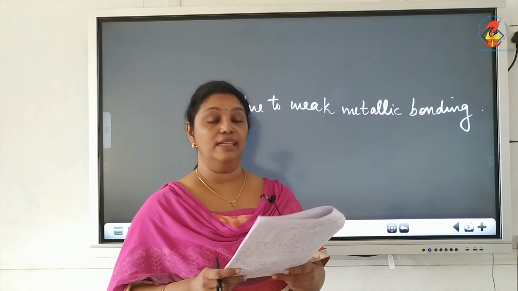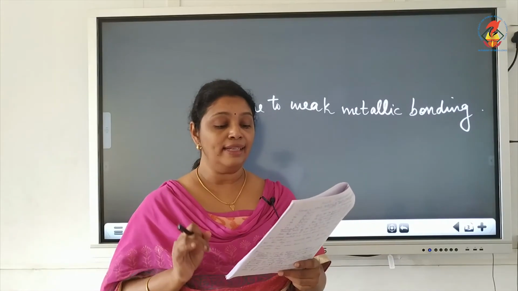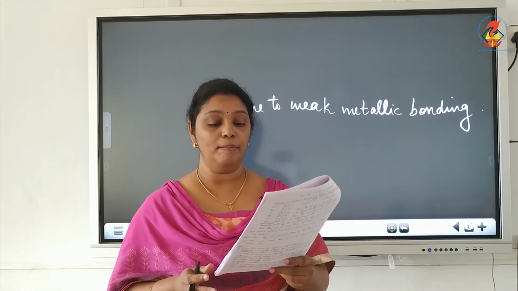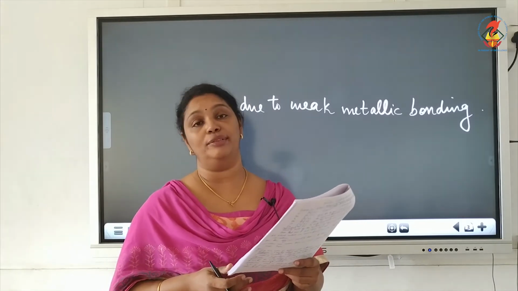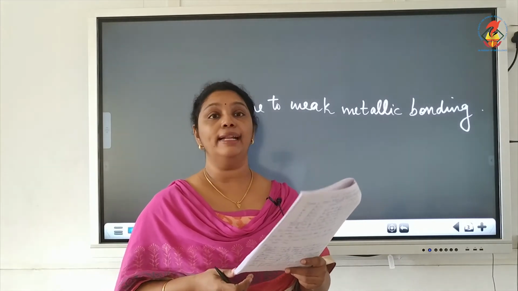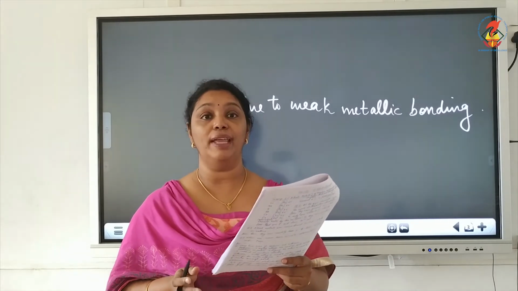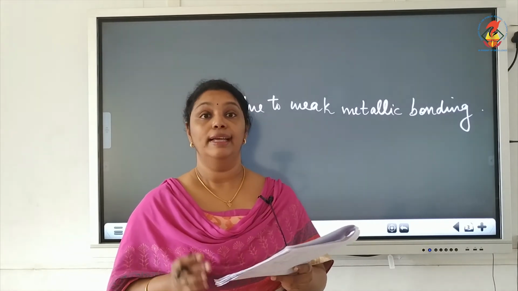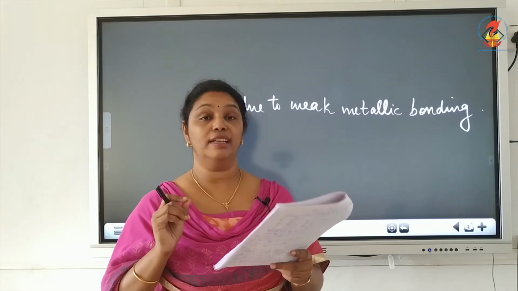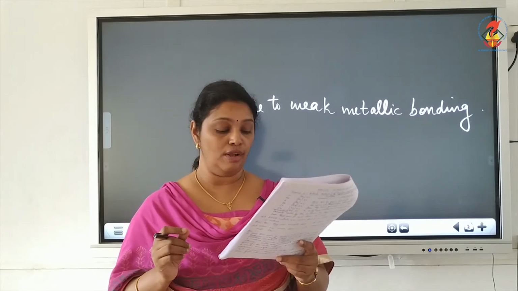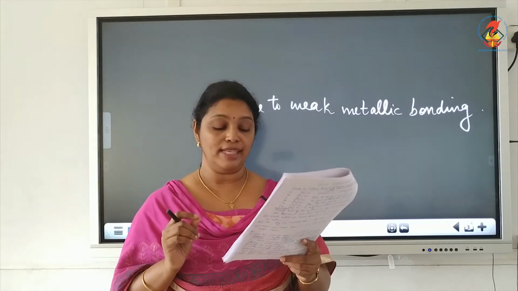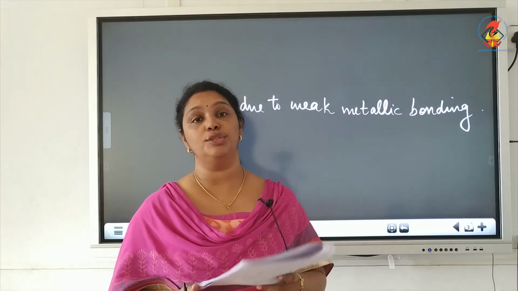Now, the next question is a very important question. Alkali metals and their salts impart characteristic color to the flame, or alkali metals can be detected by flame test, or lithium salts impart crimson red, sodium salts impart yellow, potassium salts impart violet color to the flame.